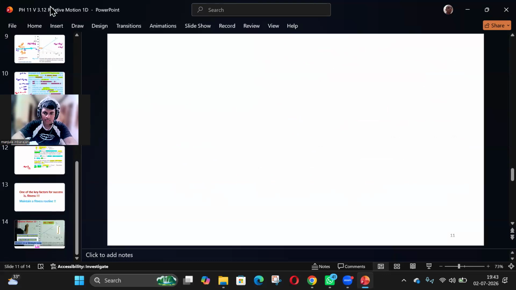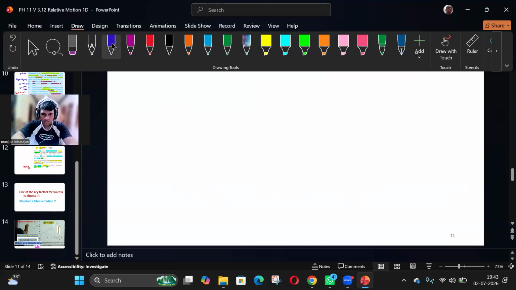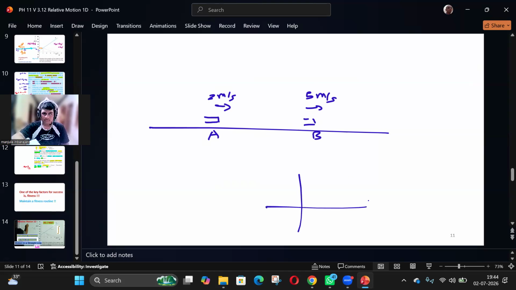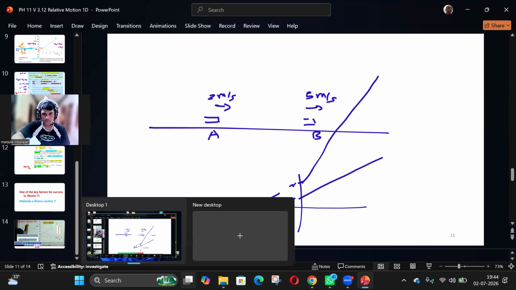Suppose A is here, moving towards the right at, say, 2 meters per second, and B is ahead, moving at 5 meters per second. In this case, they will never intersect, because B is ahead and also moving at a higher speed. In this case the graph will look like this. A is starting here and B is starting here. A is moving like this and B is moving with a higher slope. So these two will never meet on the right side. But somewhere in negative time, they could have met. So this is one more complication.